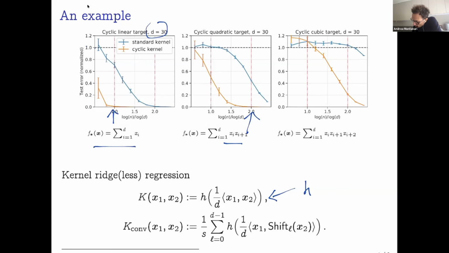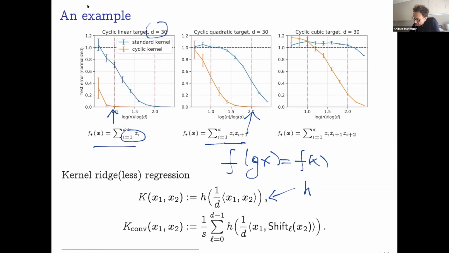Now, this plot contains something more that I didn't explain. These functions have a specific property. They are translation invariant, right? So if you act on this vector x with a shift, the function does not change. f of gx is equal to f of x.